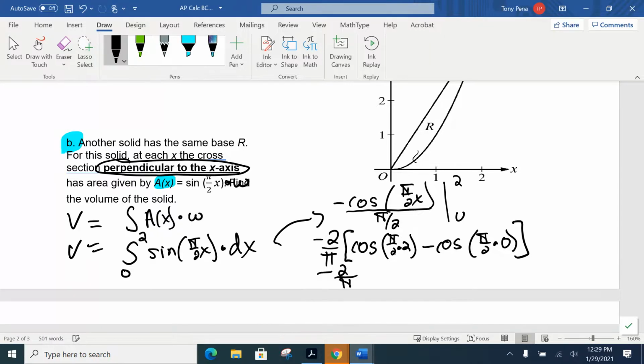Hopefully I have just enough room here. So this upper limit, when we plug that in, what it really evaluates to is, these 2's cancel, is the cosine of pi. So -1. Actually, second time we did this. The next one is the cosine of 0, which is a +1. So -2 over pi on the outside, -2 on the inside. So that answer should have been 4 over pi.